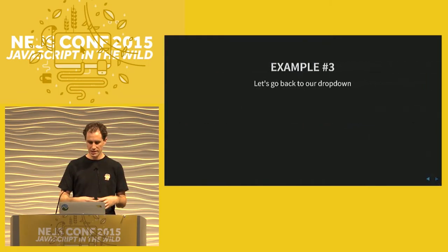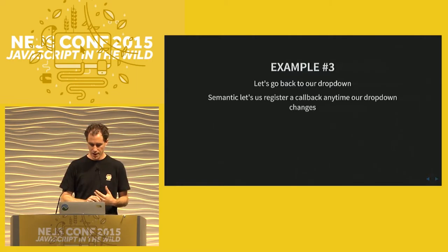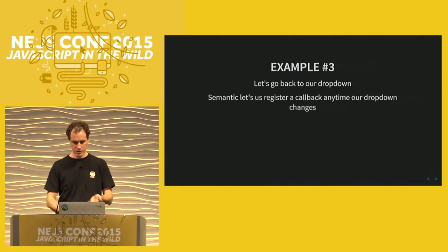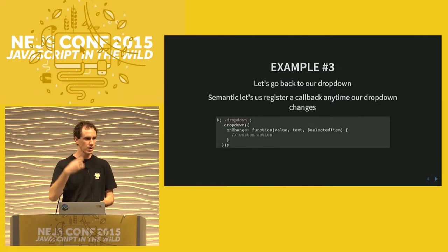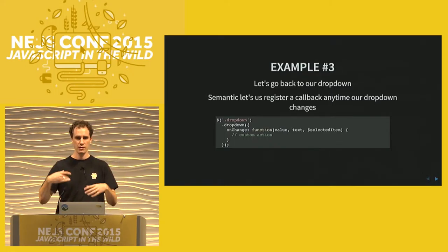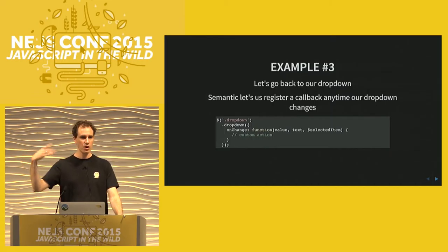Okay, so that's two examples. Let's go back to our dropdown. The other one is, Semantic and Bootstrap, they all have these callback mechanisms anytime your dropdown changes. So if someone selects something, you want to have that event be triggered and know and react to it in your application. Very common sort of thing. And they all provide these methods that let you say, on change, here's your value, here's the new value, the selected item, and then the text of that item. So fairly easy, and everyone's probably done something very similar to this.